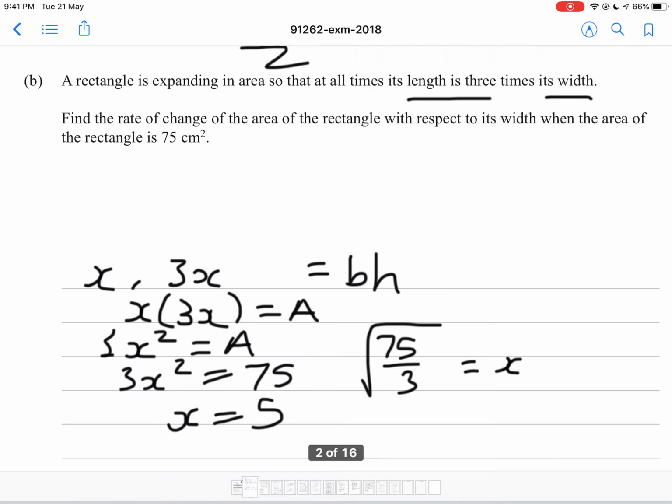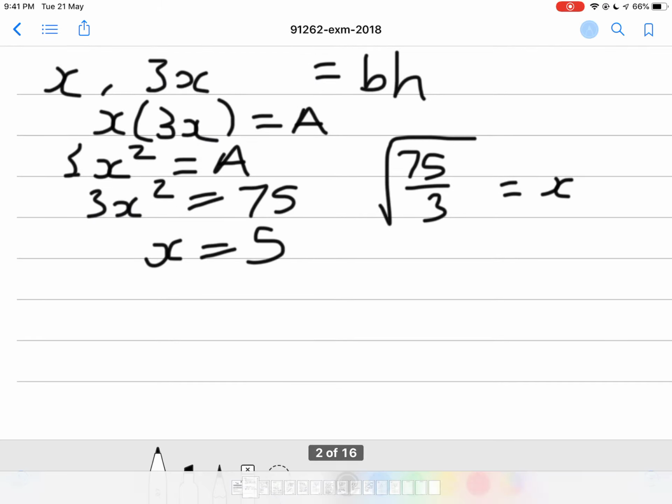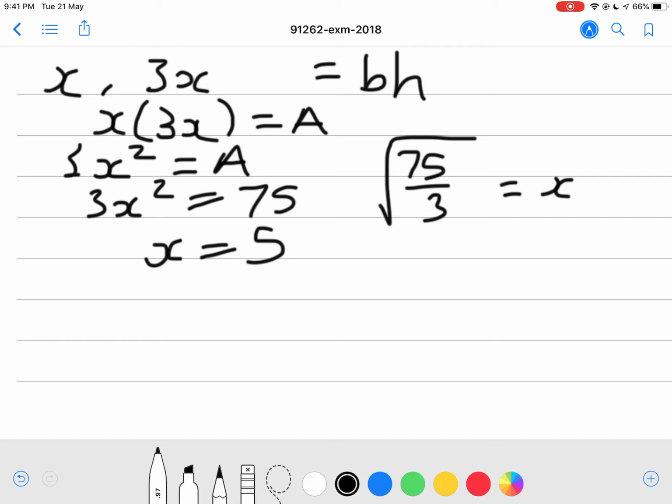So what is the rate of change when x equals 5? Basically we're just going back to our first question now. So A dash of x is equal to 6x. 3 times 2 is 6, and 2 take the power down by 1, so it becomes 6x to the power of 1, which is the same as just 6x. So A dash of x is 6x.